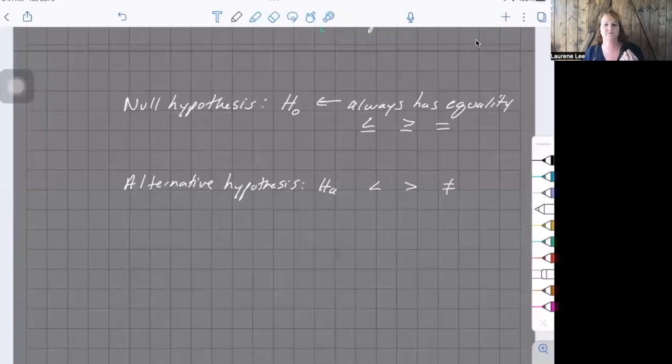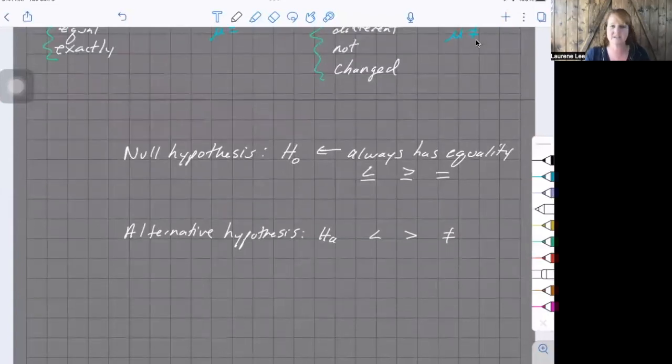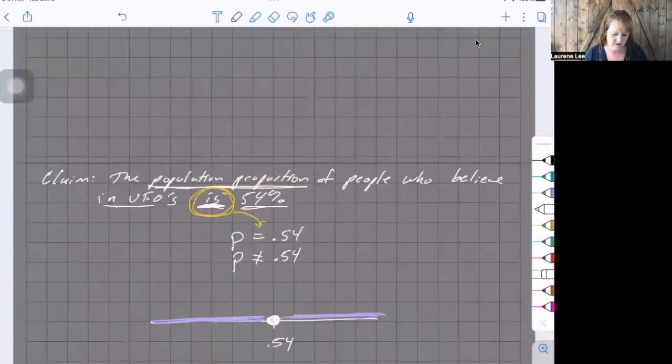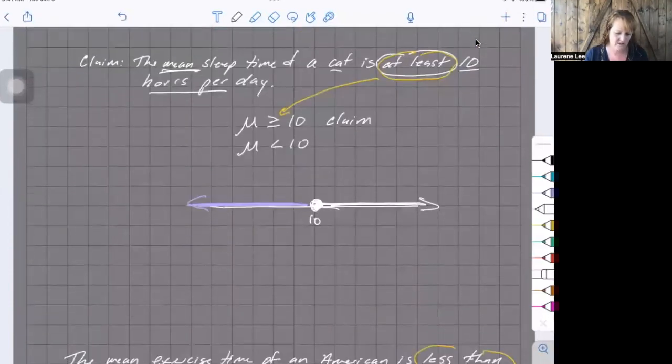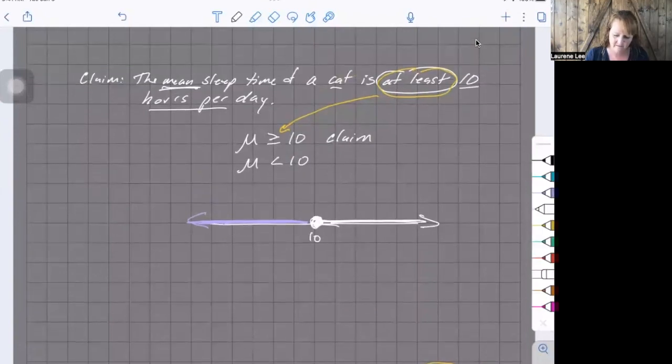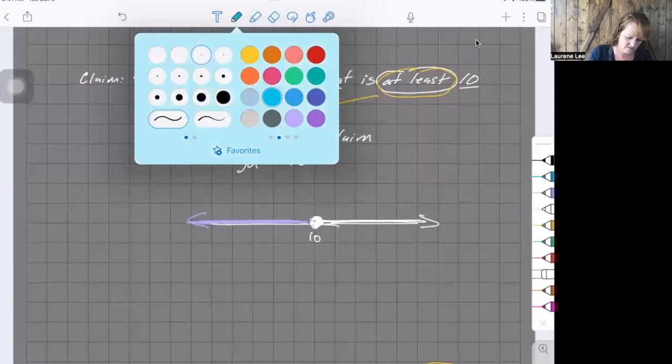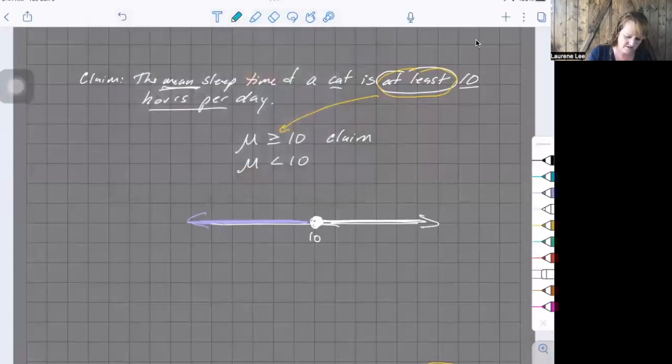So the first step of your hypothesis test will be to write your claim and the opposite. The next will be to label H naught and HA. So let's go back and do that on these claims. So here's our first claim. We're going to look at these two signs. The one that has the equality is going to be H naught, and the other one is going to be HA. Okay.